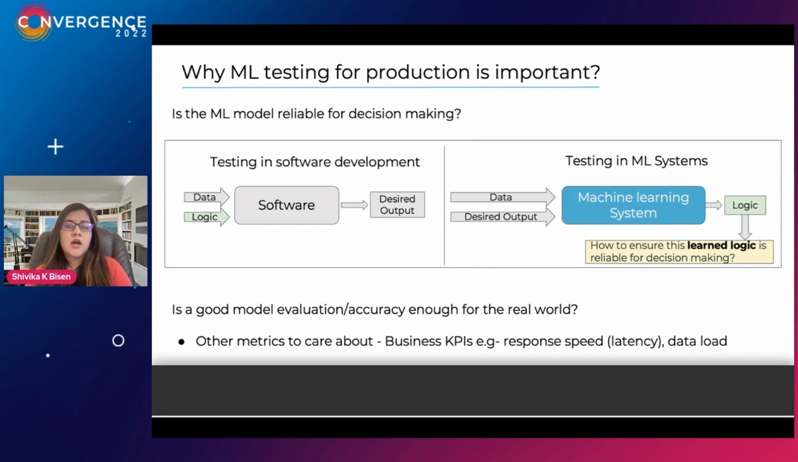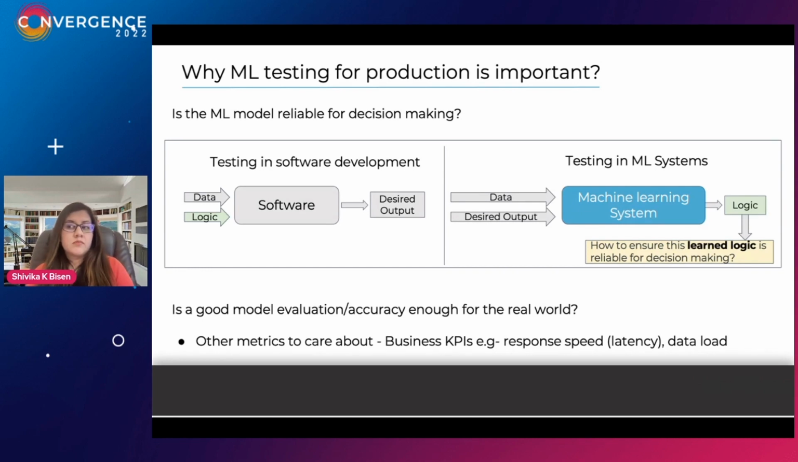But then I'd like to ask if this is enough. Is a good model with good accuracy or good evaluation enough for the real world? Not very much, because in machine learning, we have different metrics, which may not always be directly applicable for business applications. For example, business KPIs have different performance metrics, like speed. Sometimes business may ask for a fast response.